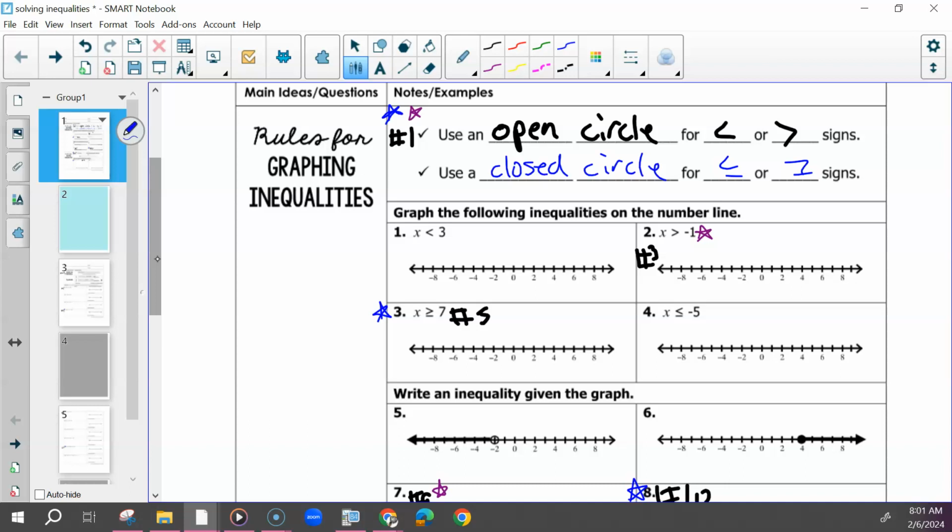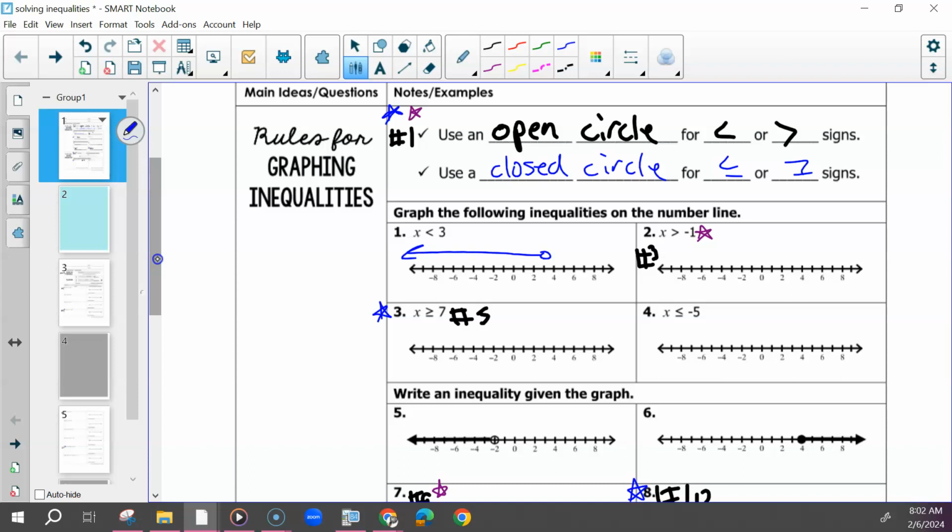So for number 1, we would start at 3. Would this be open or closed based on the symbol? Open, because it's strictly less than. So we would put an open circle at 3, and then we would draw an arrow. Would this go to the left or to the right? To the left. It would be everything less than 3. So this shows all of your solutions. All numbers that are less than 3 could make this true.